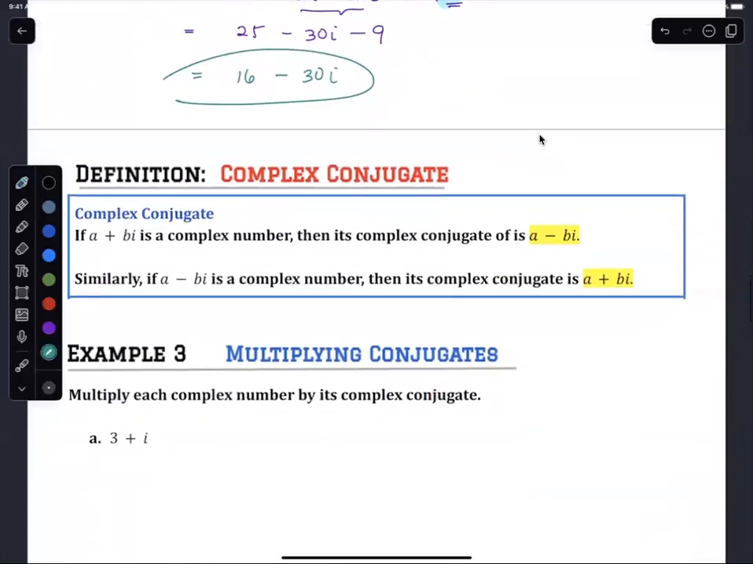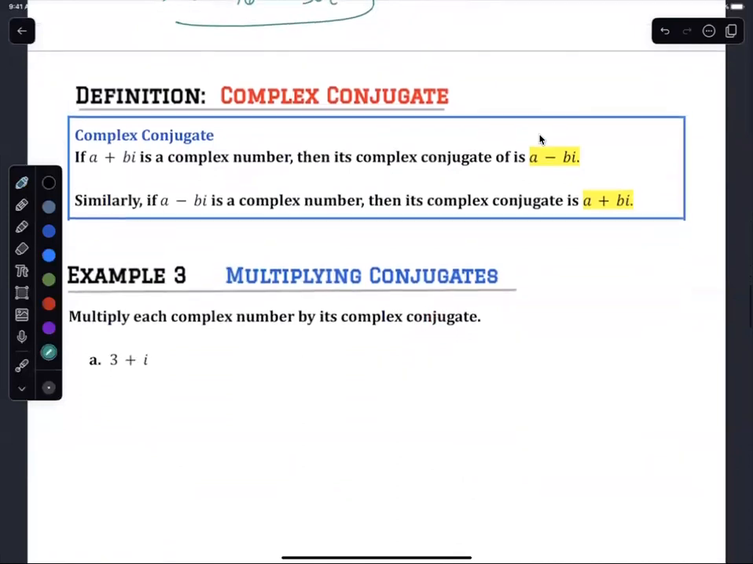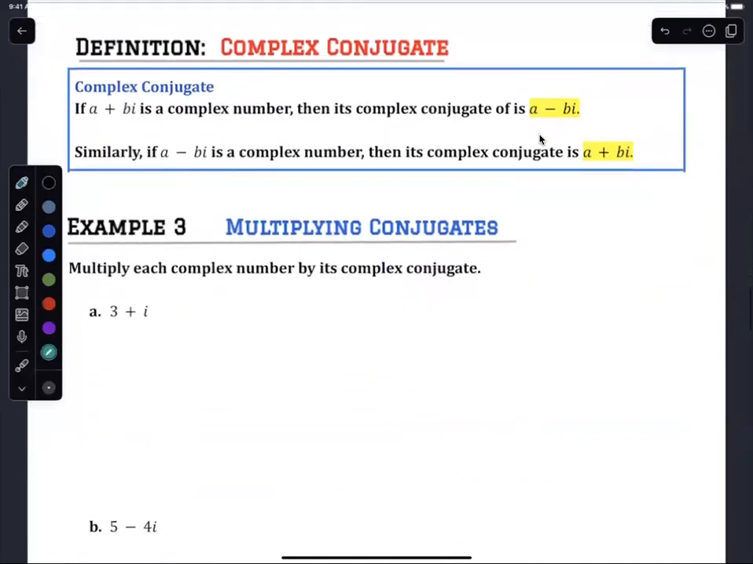Complex conjugate. So if we're asked to multiply a complex number by its conjugate, all that means is the sign that separates the real and the imaginary part, you just change it to the opposite sign. So if a plus bi is our complex number, its complex conjugate would be a minus bi. If we're given a minus bi, then its complex conjugate would be a plus bi. So the sign changes.